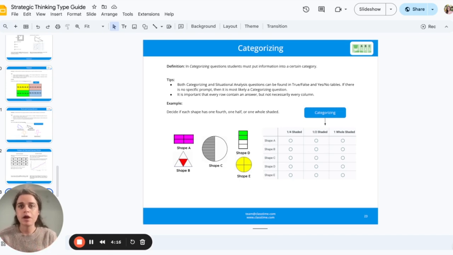As I'm going through them, I want you to pay attention to the fact that when we talk about categorizing, we're really paying attention to the rows, right? Which option within that row do we need to select? So let's go ahead and go to our first example here.